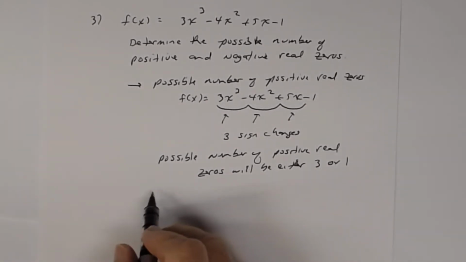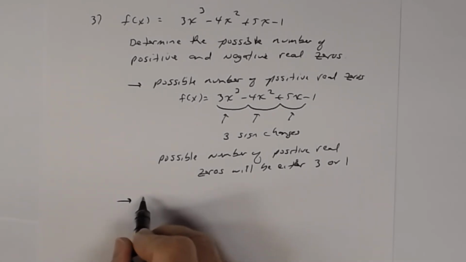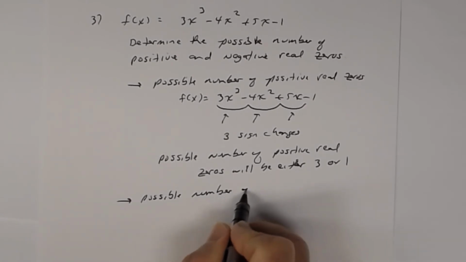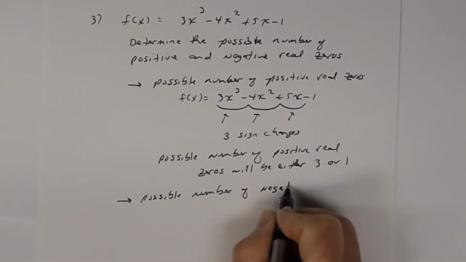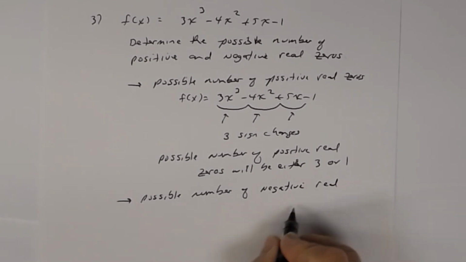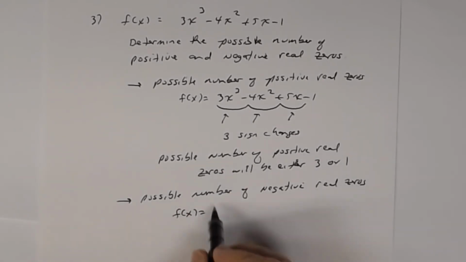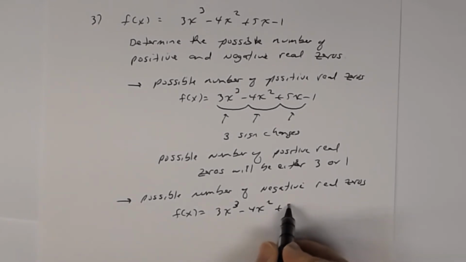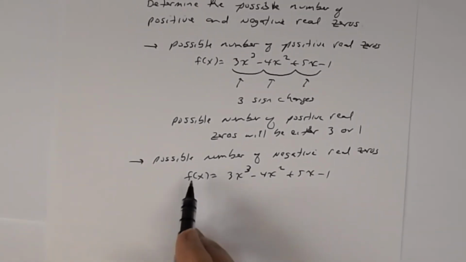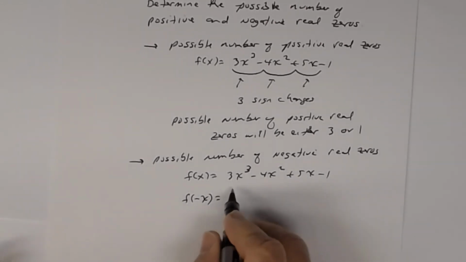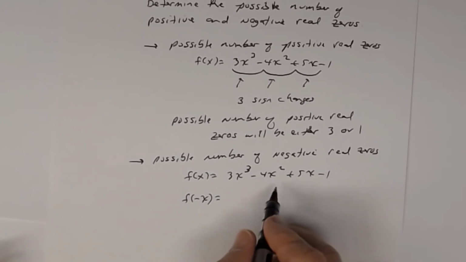All right. Now, let's talk about the possible number of negative real zeros. All right, so I'm going to rewrite f of x over again. So here's f of x, 3x cubed minus 4x squared plus 5x minus 1. So if I'm going to determine the possible number of negative real zeros, I got to find what f of negative x is. So where we see the variable x, you substitute negative, right?